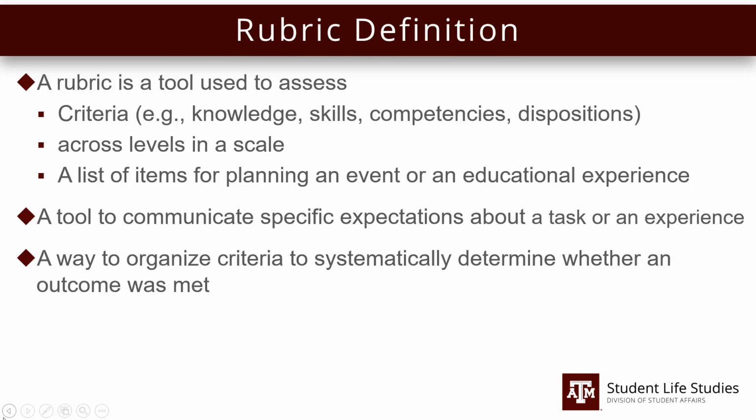A rubric is a tool that can be used to assess criteria such as knowledge, skills, competencies, or disposition across levels in a scale. Some rubrics can be a list of items for planning an event or an educational experience. Rubrics can also be a way to communicate specific expectations about tasks. Rubrics organize criteria to systematically determine whether the outcome was met.